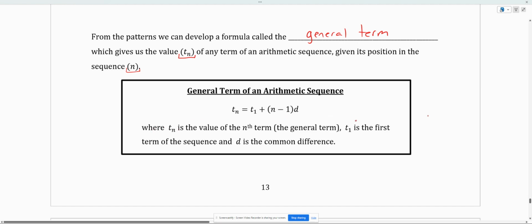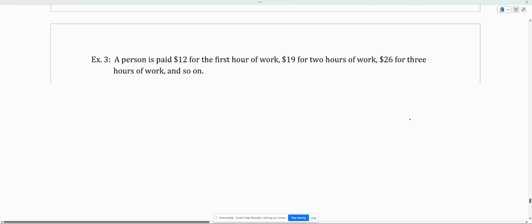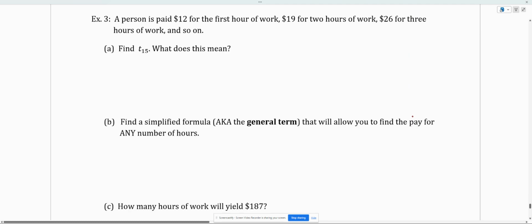So let's try this out in this question. Okay, so a person is paid $12 for the first hour of work, $19 for 2 hours of work, $26 for 3 hours of work, and so on. So we have 12, our next term is 19, and our following term is 26. This is what's happening term by term. And it looks like it's going up by plus 7 each time.